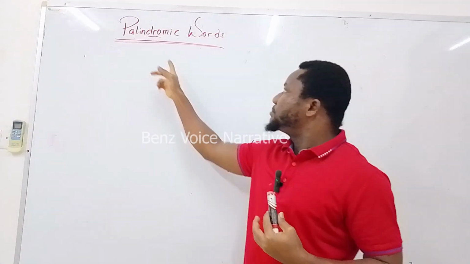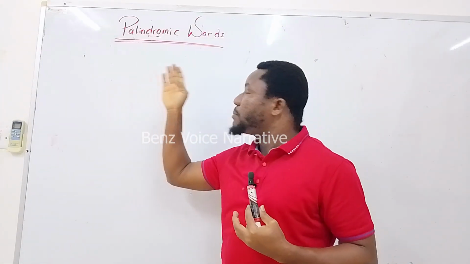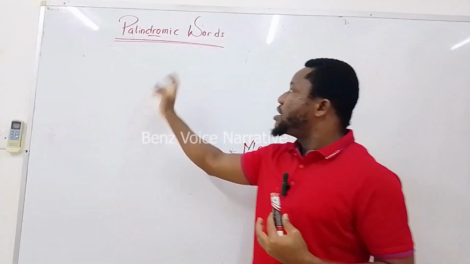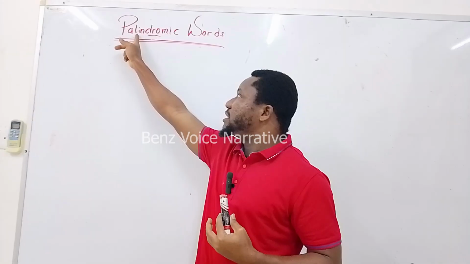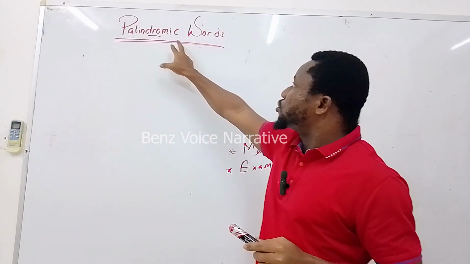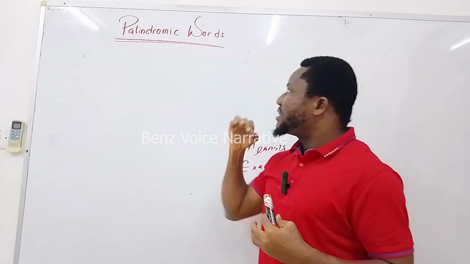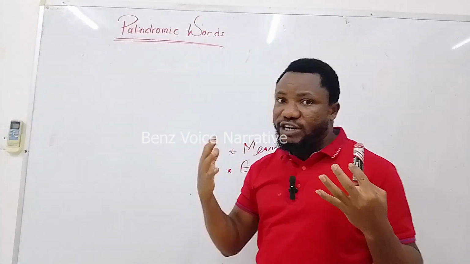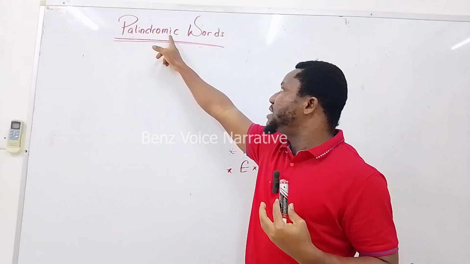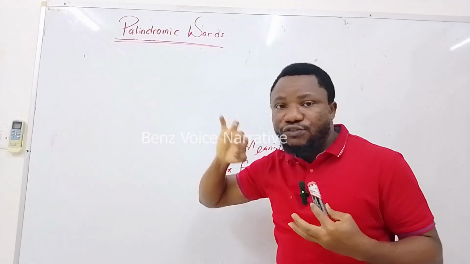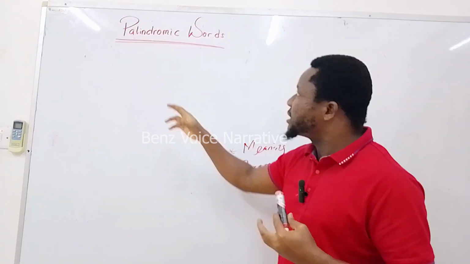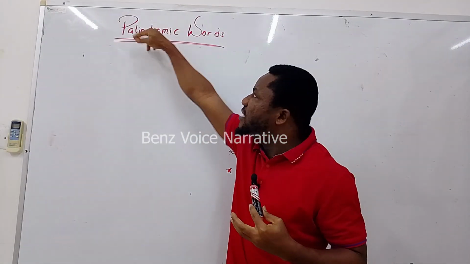So again, the right way to pronounce this word is palindromic, with the stress on the "drom", and not with the stress on the "lin", which is wrong. Why is the stress on the "drom"? The natural rule of stress pattern in the English language says that when you have a word ending in N-I-C, the stress of that word should fall on the penultimate syllable. The penultimate syllable is the second syllable from the end of the word.